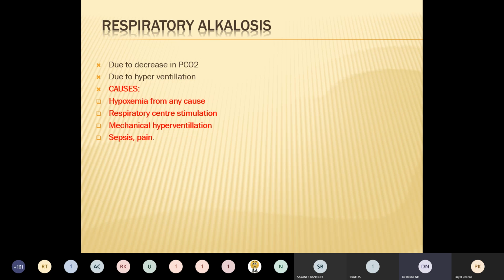Respiratory alkalosis is a decrease in PCO2 due to hyperventilation. Whenever there is hypoxia from any acute cause, such as pneumonia or pulmonary embolism, it can lead to washout of carbon dioxide, a decrease in PCO2, and respiratory alkalosis. Mechanical hyperventilation, sepsis, any type of pain, even anxiety neurosis can cause washout of carbon dioxide, leading to decreased PCO2.